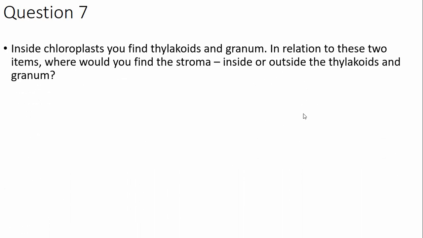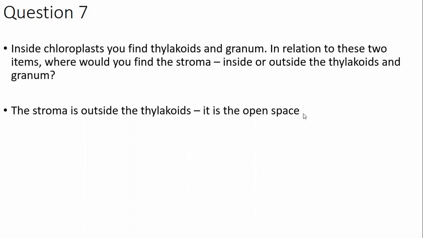All right, number 7. Inside chloroplast, you find thylakoids and granum. In relation to these 2 items, where would you find the stroma? Would that be inside or outside the thylakoids and the granum? Well, the stroma is outside the thylakoids. It is the open space. Now, the granum are stacks of thylakoids. You may be saying, I have no idea what that means.